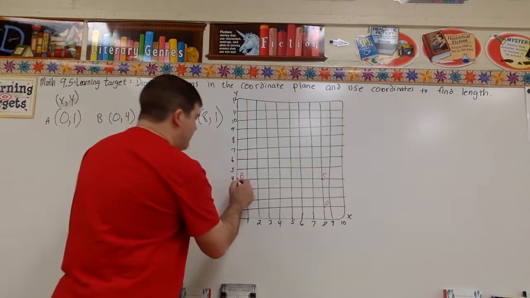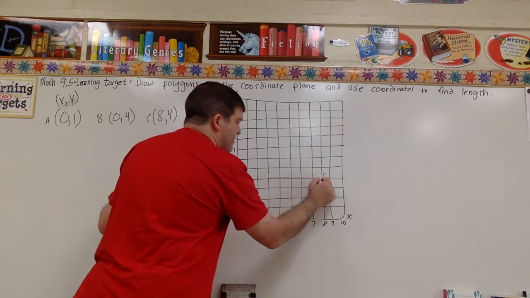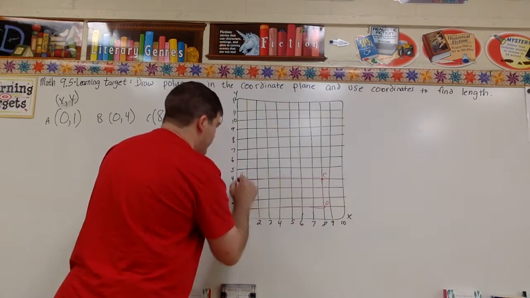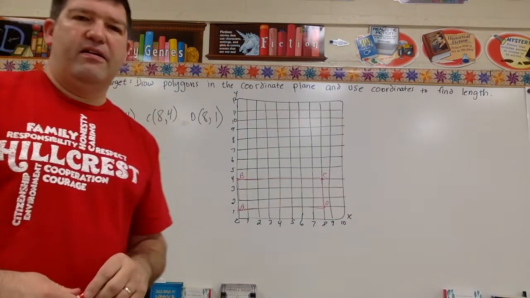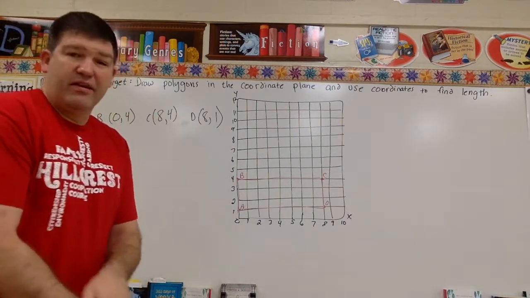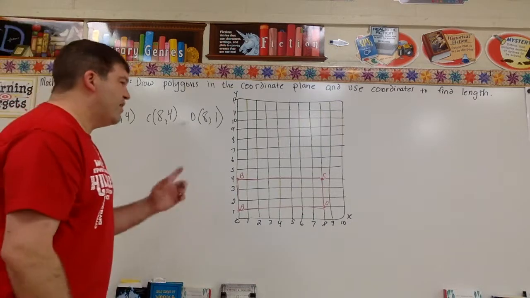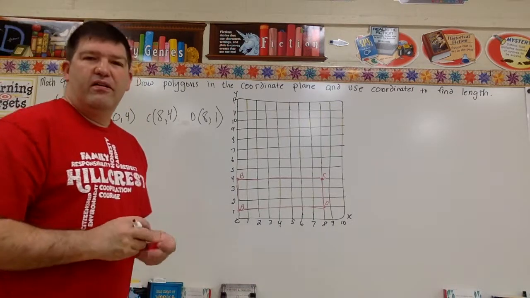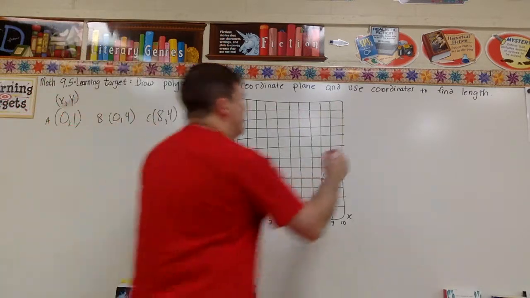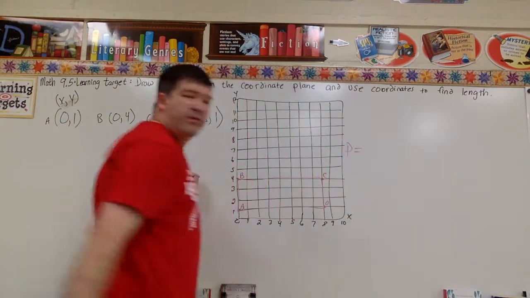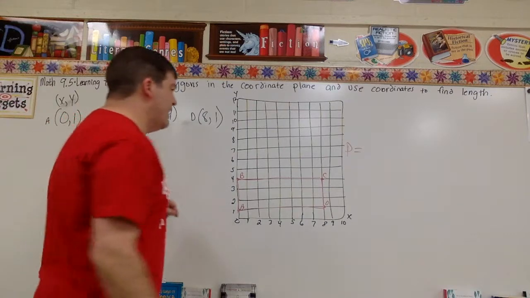Okay? Now, if I connect these, what's my shape? It is a rectangle or a parallelogram. And I can figure out the area and I can figure out the perimeter. Let's do perimeter first. Perimeter equals all the sides.